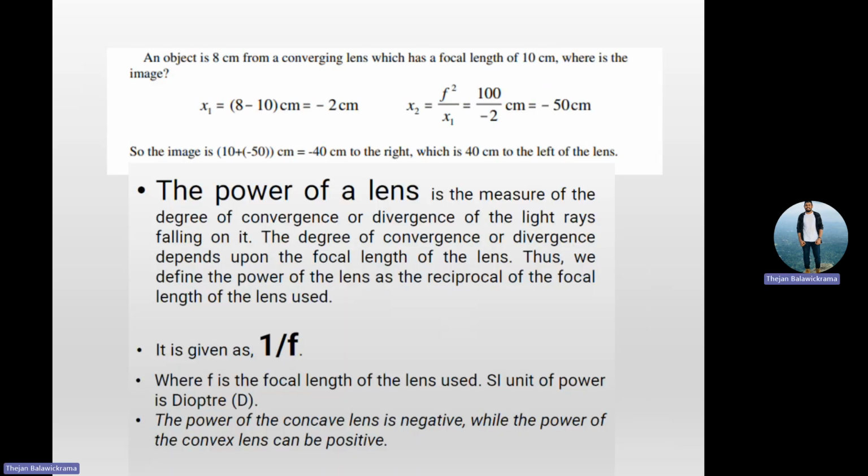Next. An object is 8 centimeters from a converging lens. Focal length is 10 centimeters. Where is the image? Again, P and Q. The object is 8 centimeters from a converging lens, so P is 8 centimeters. Once you know x1, you can find x2.